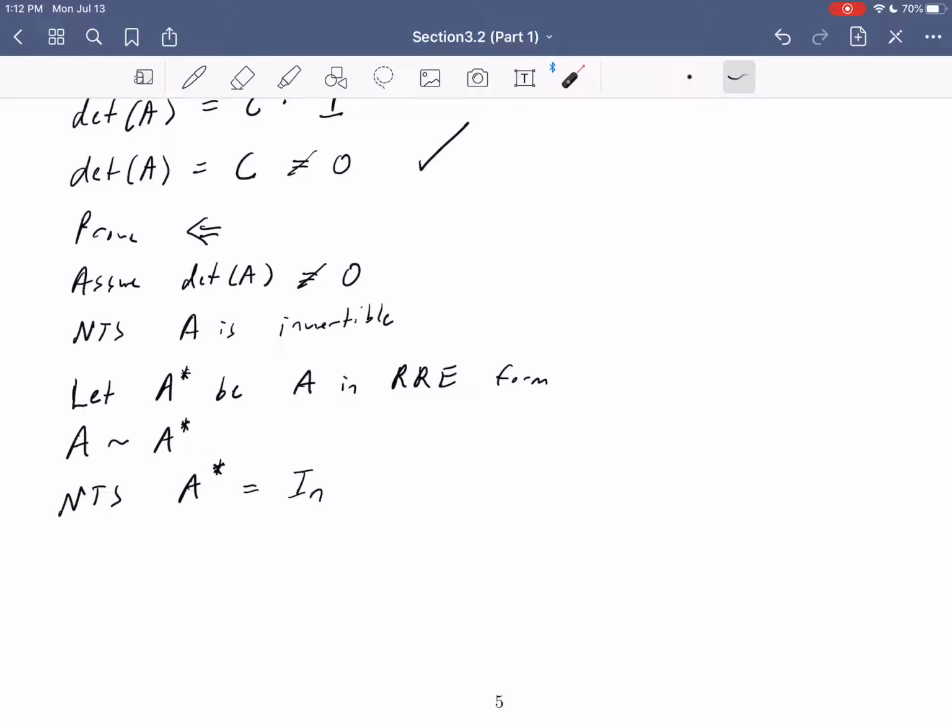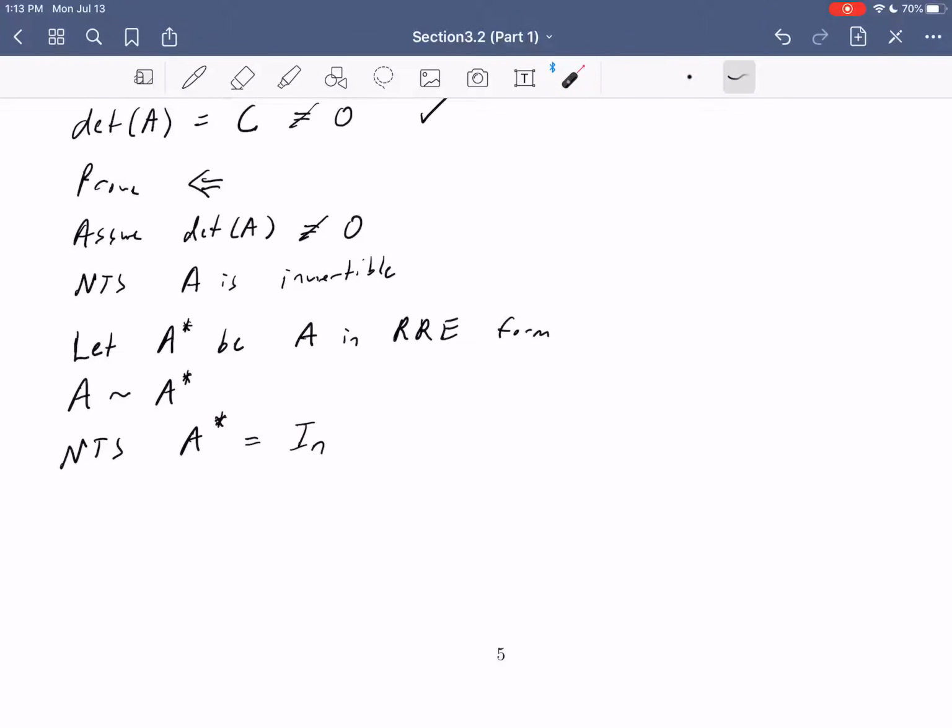Because, remember, reduced row echelon form is unique. If you're going to be invertible, then your reduced row echelon form can't have any 0 rows, because otherwise you wouldn't have full rank. So you have to have all non-zero rows, which means your reduced row echelon form has to be the identity. So we need to show that A star equals the identity here.